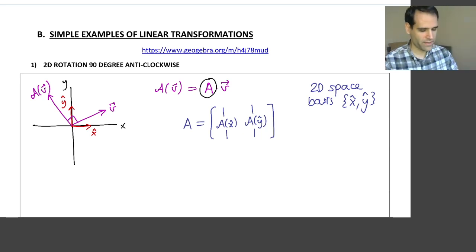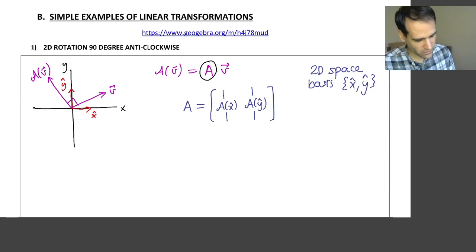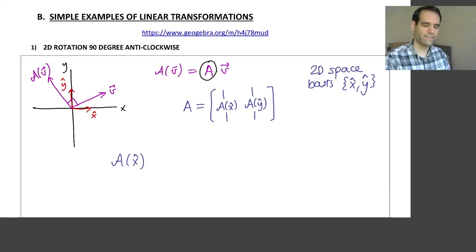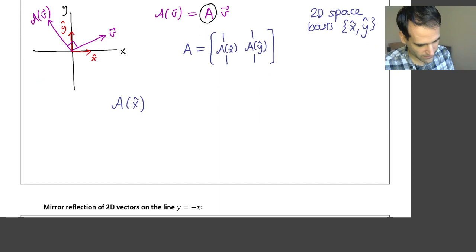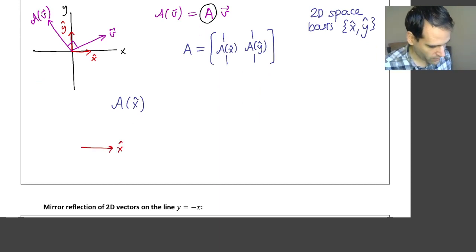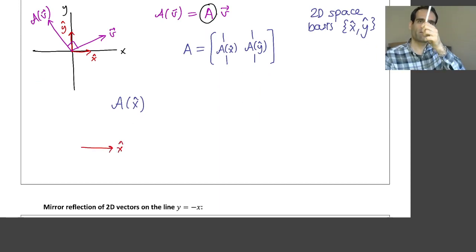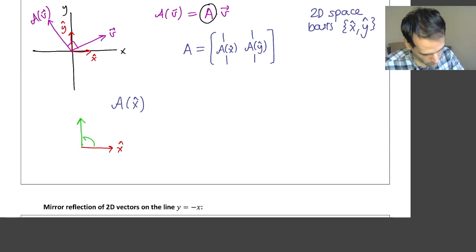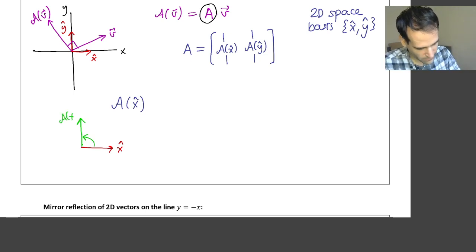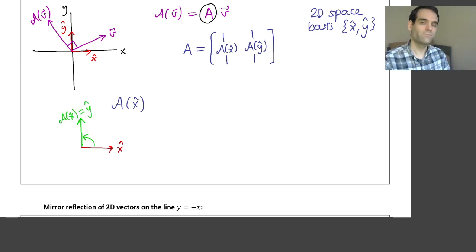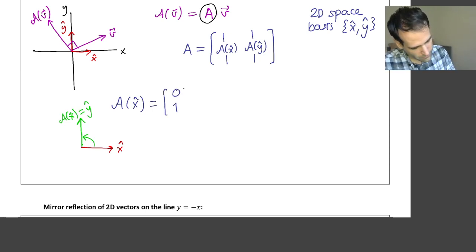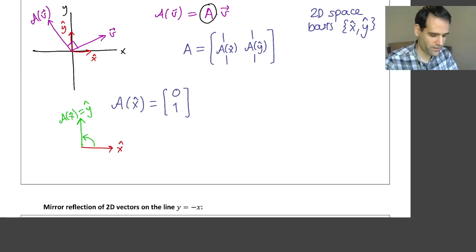Okay, so let's start with this. So what's the transformed version? We need to find these 2 columns. The first one is the transformed version of x hat. So what is the transformed version of x hat? Imagine we start with x hat, and we rotate it 90 degrees anti-clockwise. Yeah, so we end up with this. So this is the transformed version of x hat, which is actually equal to y hat. Yeah, so it's equal to the vector 0, 1. Yeah, that's the transformed version of x hat.